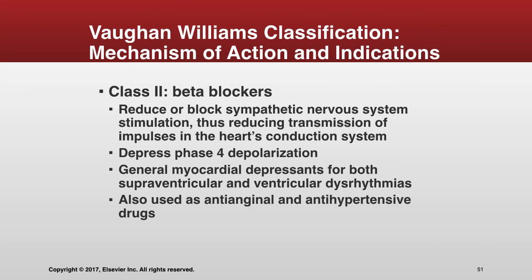Now let's look at class 2, and these are beta blockers. They reduce or block the sympathetic nervous system stimulation, thus reducing transmission of impulses in the heart's conduction system. They depress the phase 4 depolarization and are general myocardial depressants for both supraventricular and ventricular dysrhythmias. They're also used as anti-anginal and anti-hypertensive drugs. So we've seen these drugs before.